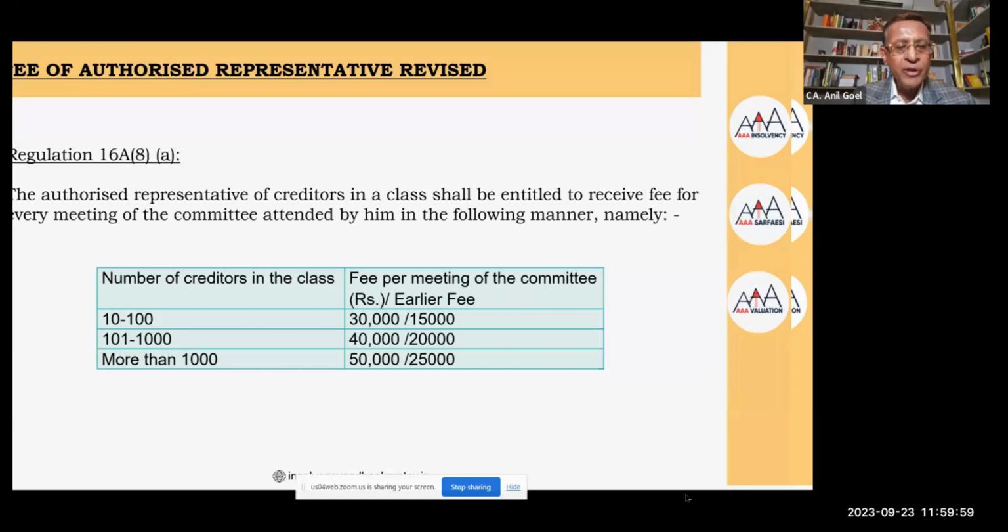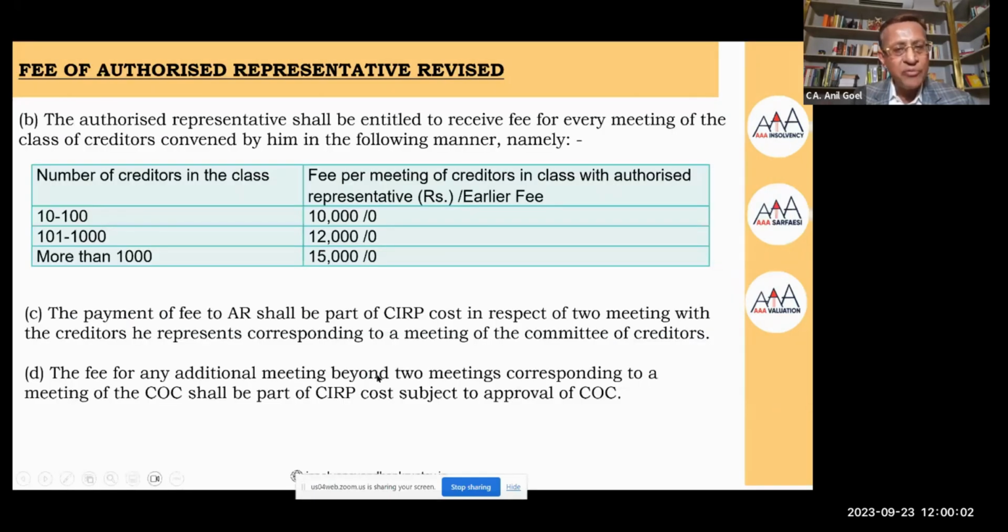And also, any additional meeting can also be approved by the committee of creditors. So if one or two meetings are admitted, the AR will get about a lakh of rupees where claims of more than 1,000 home buyers or debenture holders or depositors are there. So this has also become lucrative compared to the fee of the RP, which is much reduced now. So the AR's fee will be CIRP cost. Beyond two meetings, further meetings can also take place with the approval of the COC.